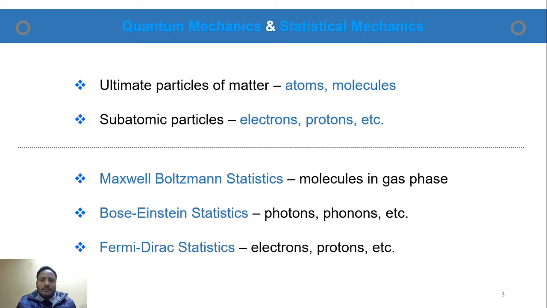The greatest gift of statistical mechanics to mankind is in the form of three statistics, namely Maxwell-Boltzmann statistics, Bose-Einstein statistics, and Fermi-Dirac statistics, which are important for dealing with collections of molecules in gas phase, of photons, phonons, electrons, protons, and other particles.